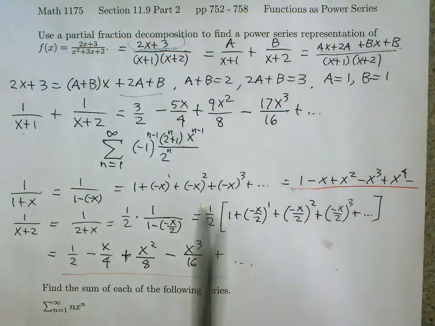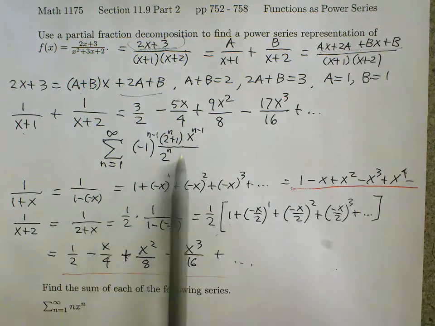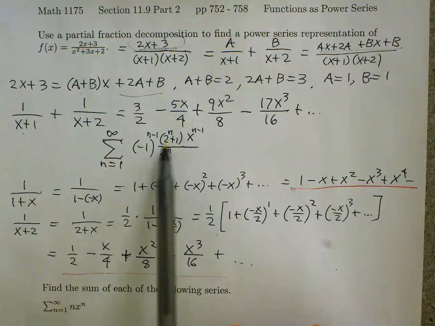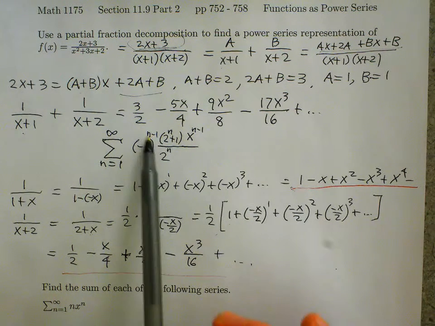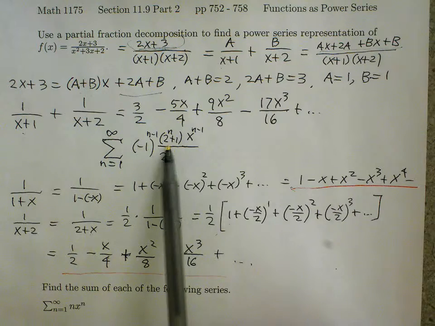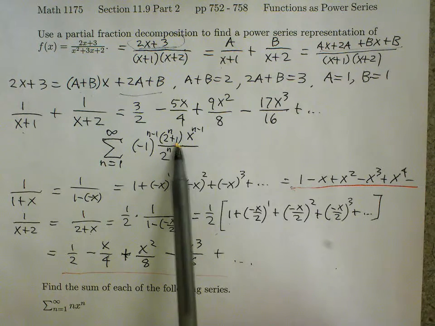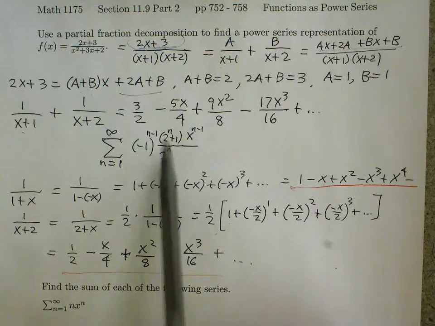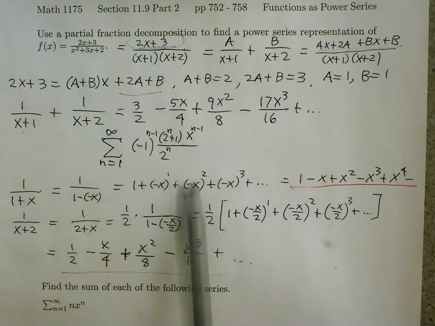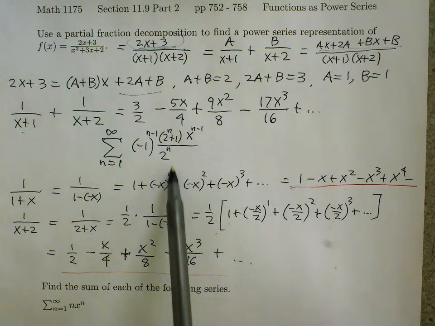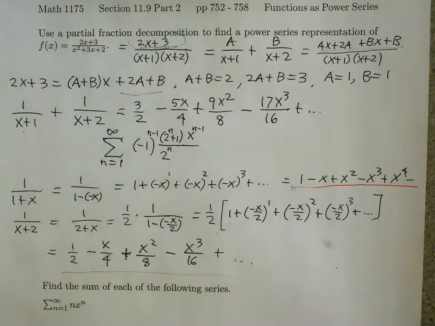Let's try that out. So when n is 1, n minus 1 is 0. Negative 1 to the 0 is 1. 2 to the first plus 1 is 3 over 2. And x to the 0. So it works for the first term, and it works for all of the other terms also.